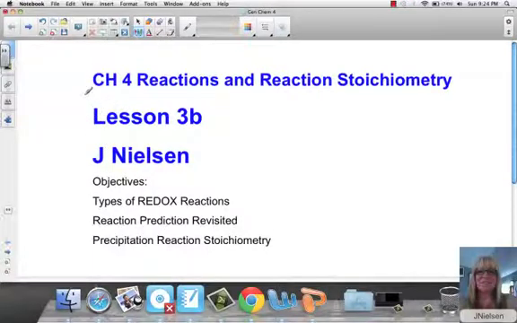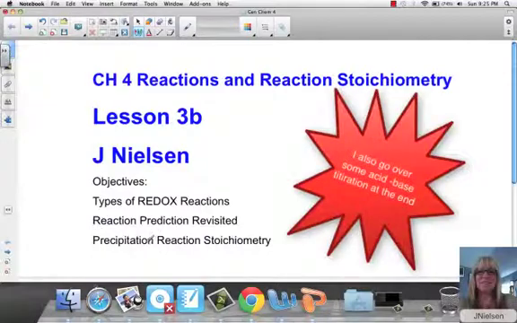Okay, this is the end of chapter 4, and last time we got together we were talking about redox reactions, balancing redox in acidic and basic solutions. So today we're going to review how we can recognize redox. How do I know that something's redox by just looking at a reaction? We're going to talk about reaction prediction again. We're going to revisit that, and then we're going to do some precipitation reactions that involve stoichiometry.